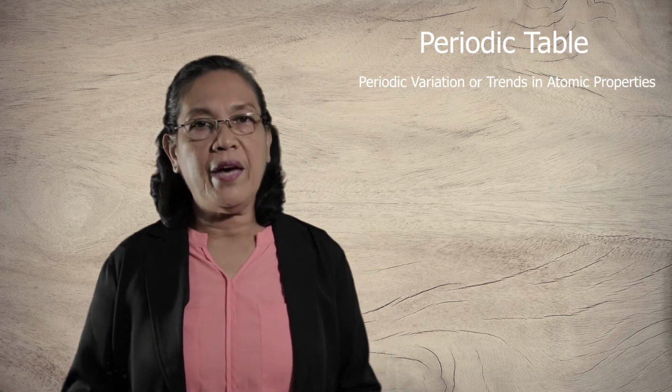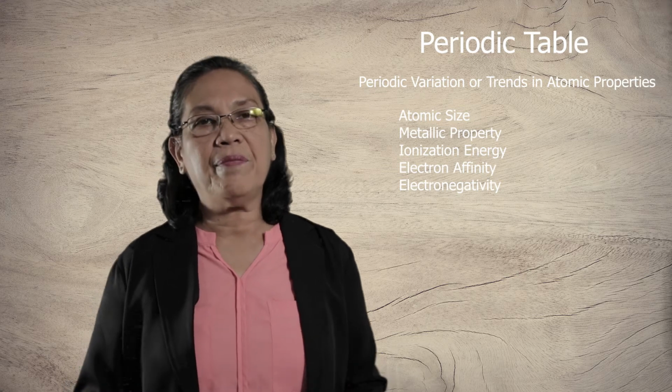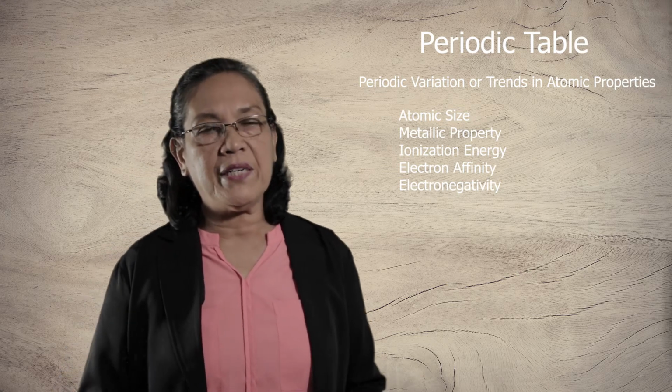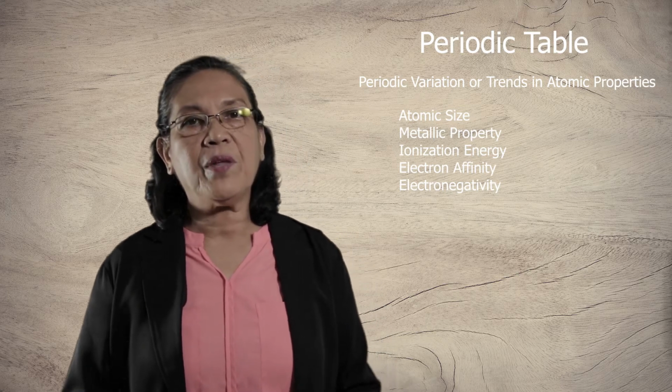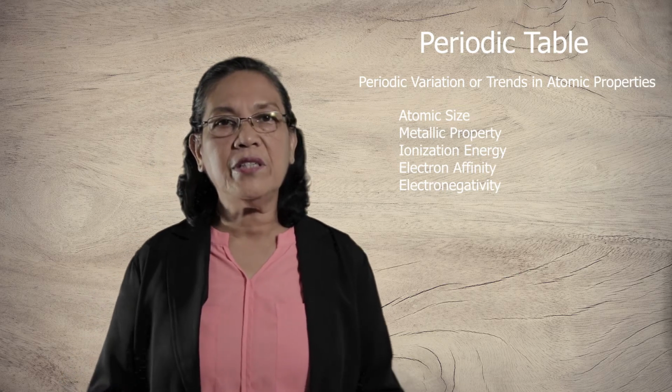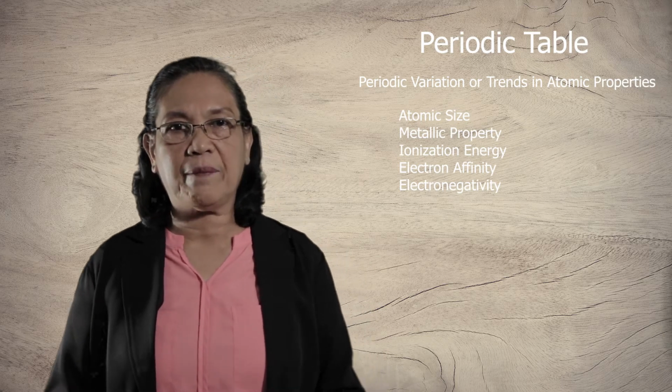1, we have the atomic size. 2, we have the metallic property. 3 is the ionization energy. 4th is the electron affinity. And 5th is the electronegativity.